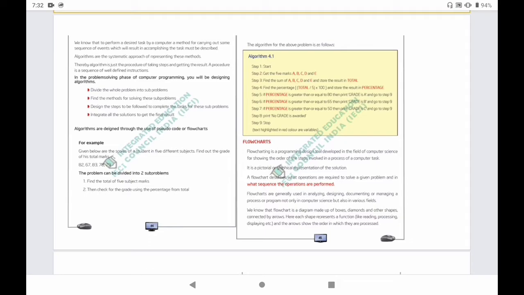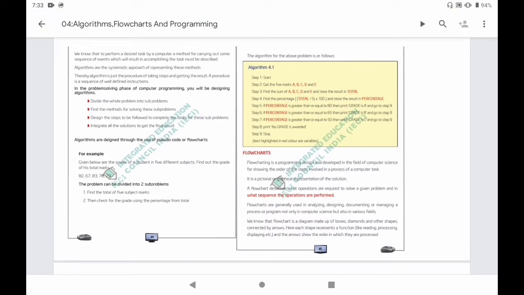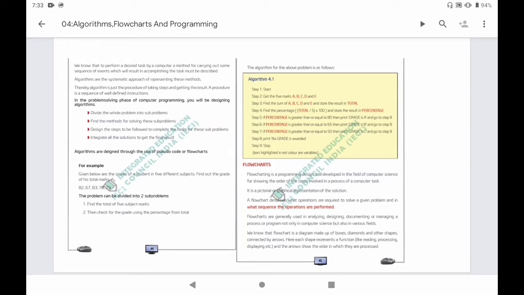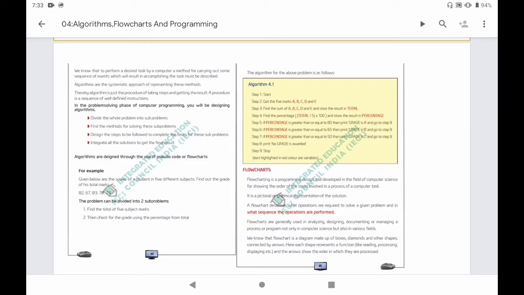The next point is algorithms are the systematic approach of representing all these methods. So if a person doesn't understand any program properly, he just needs to go to the algorithm part and read it, or go to the flowchart part and he can easily understand what the problem actually is and what the solution will be. What is the program actually stating?